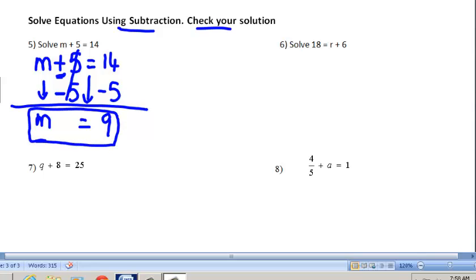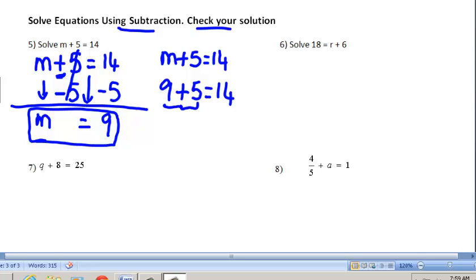Let's see if it makes sense or if my answer is correct. Okay, rewrite it. m plus 5 equals 14. 9 plus 5 equals 14. What is 9 plus 5? This 14. 14 equals 14. Yes, my problem is correct.